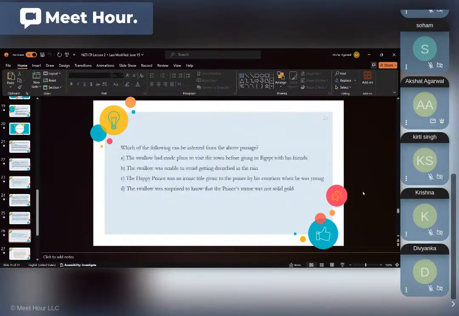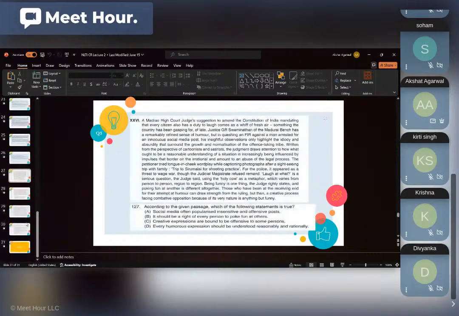Okay, so this is another question from basically the same passage. Can you quickly tell me which of the following statements is true? I have a doubt from the previous one. Okay, yeah, go ahead, you may ask.